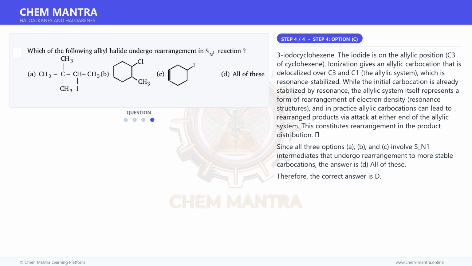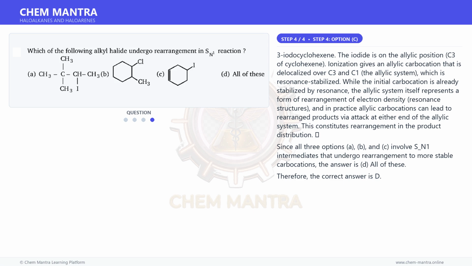And for the final step, 3-iodocyclohexene. The iodide is on the allylic position, C3 of cyclohexene. Ionization gives an allylic carbocation that is delocalized over C3 and C1, the allylic system, which is resonance stabilized.